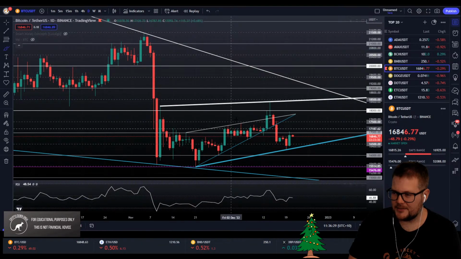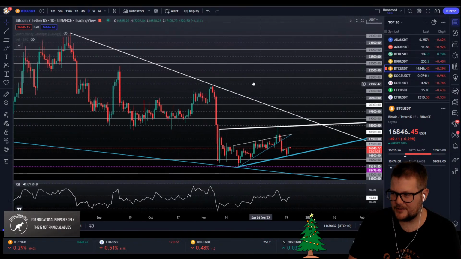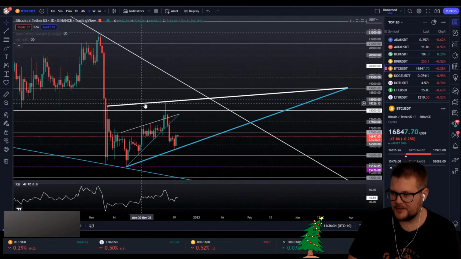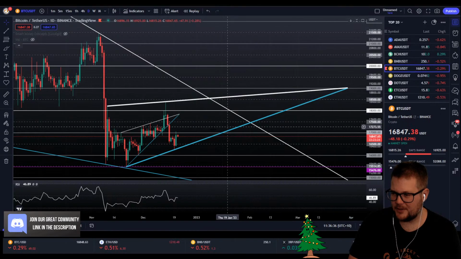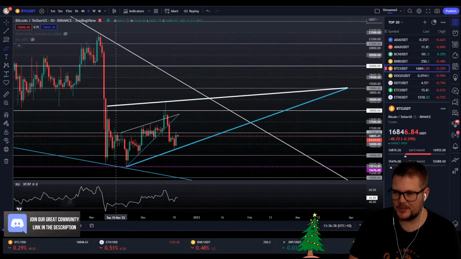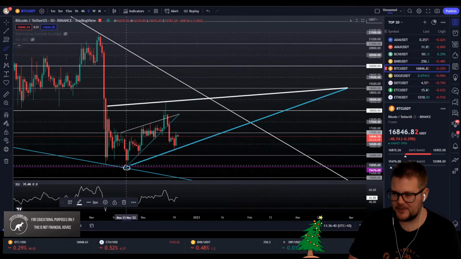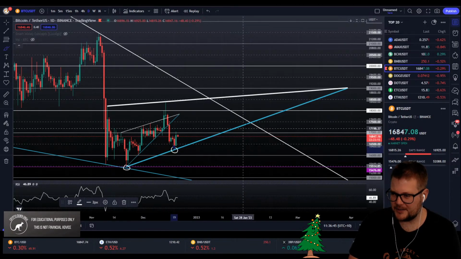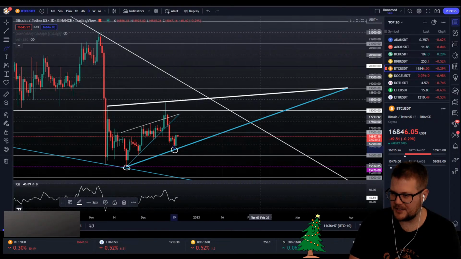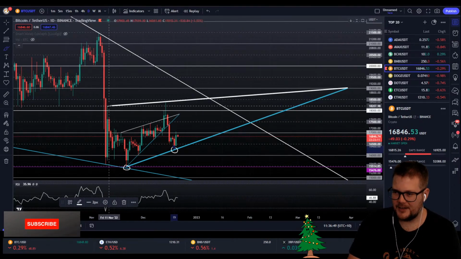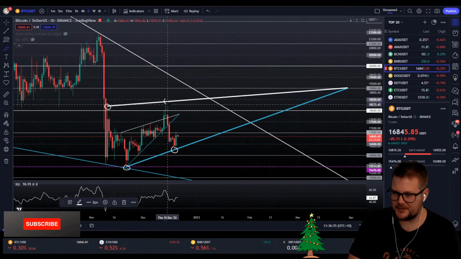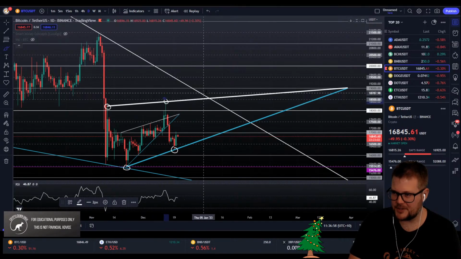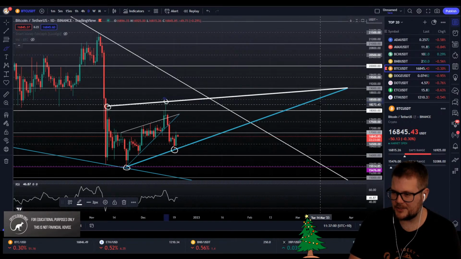Now, the other thing that I was going to talk about was this. There's a much bigger rising wedge at play here as well. So, putting in this low, pivoting off that, has provided us with this blue line ascending right here. And then, our wick up after the FTX drop gave us this pivot point. And then we've recently had that pivot as well. So that gives us the top edge of this rising wedge.